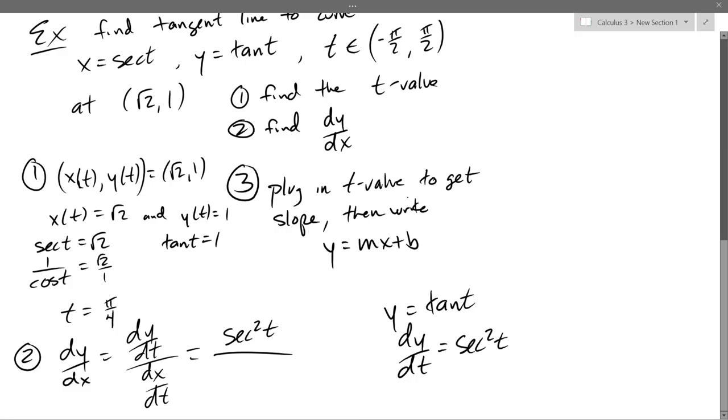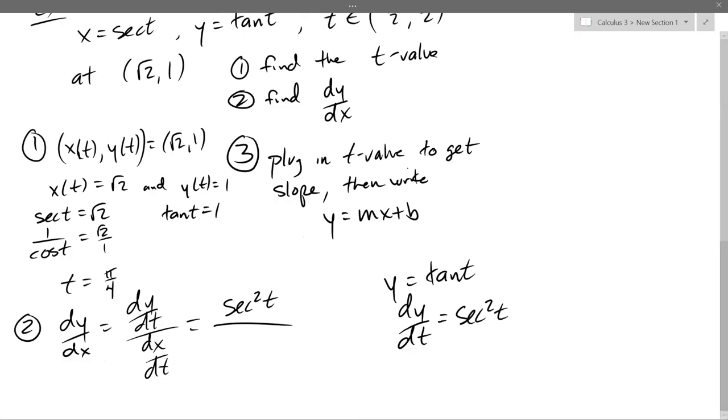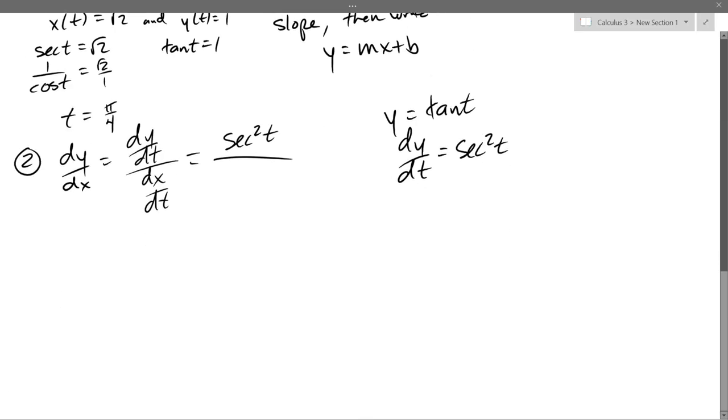So hopefully these are on the tip of your tongue and your winter break wasn't too long. What about the derivative of, so dx dt is, oops, I should probably write x somewhere. X is secant, yeah. What is the derivative of secant? Secant tangent. All right, so it'll be sec t times tan t.